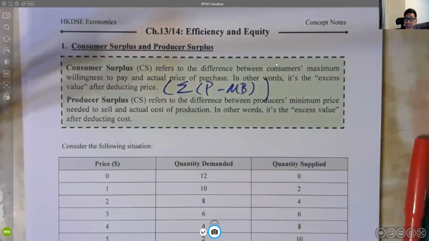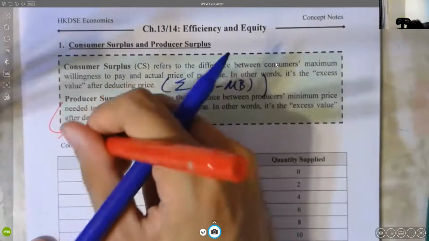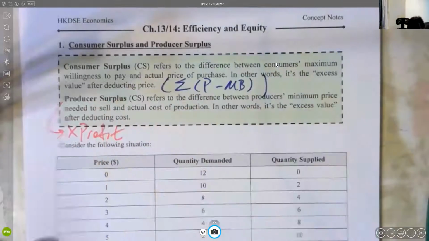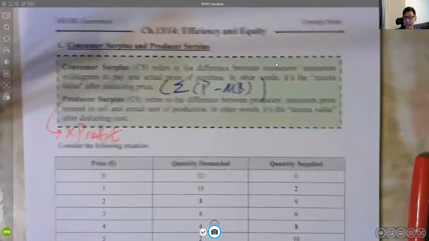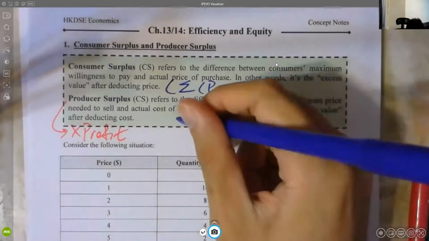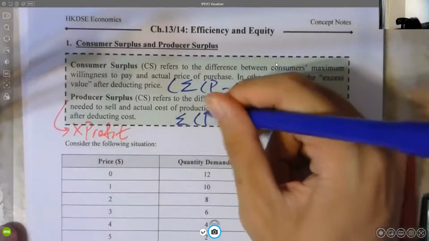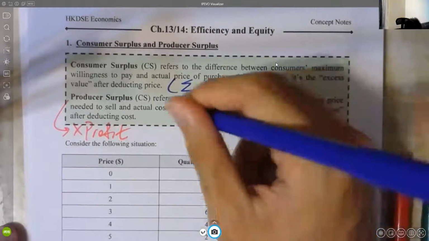For those of you who prefer mathematics, the same goes for producer surplus: it would be the excess value after deducting the cost. But be careful here. When we talk about producer surplus, we are not talking about profit. They are not the same. This is just a definition. If you don't understand what I'm going to talk about, it's okay. I think it's very unlikely to be in DSE. It will be the summation of our price minus MC.